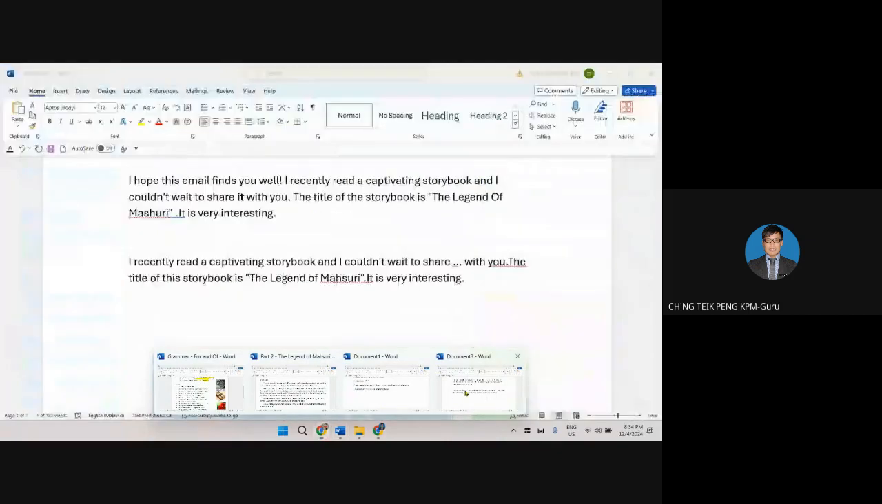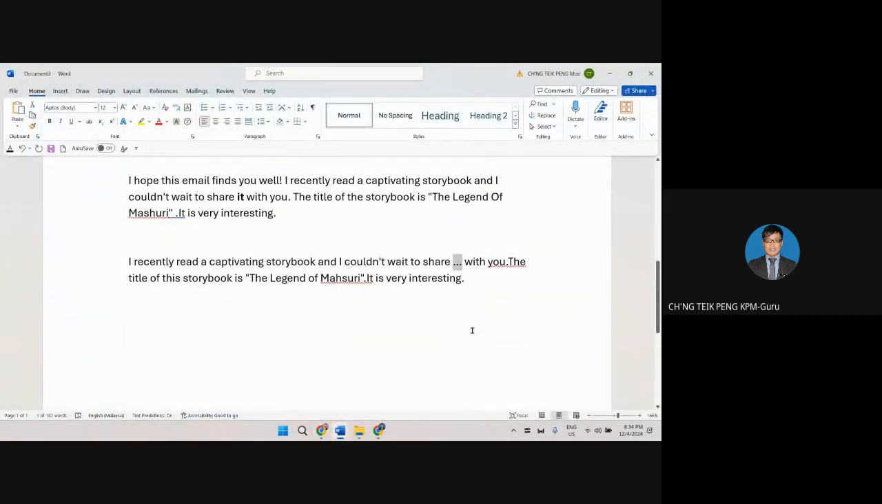So come back to your lesson. Come back to the sentence here, yeah? Tu Yuan, you have to tell me, I couldn't wait to share what with you. I couldn't wait to share the book or share it with you. The title of this storybook is The Legend of Masuri. It is very interesting. The rest is fine.